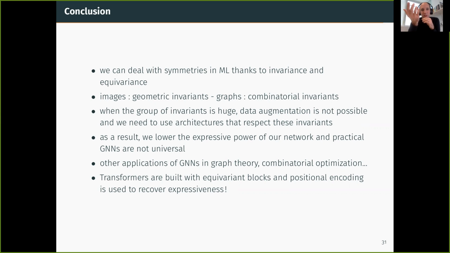The question I'm asking is, why do you bother building these equivariant blocks, whereas it doesn't seem to be required for your task? Yeah, I don't know. It seems to work pretty well.